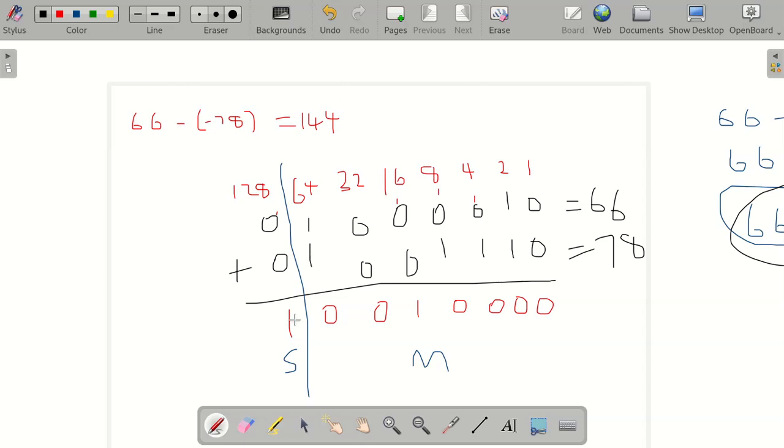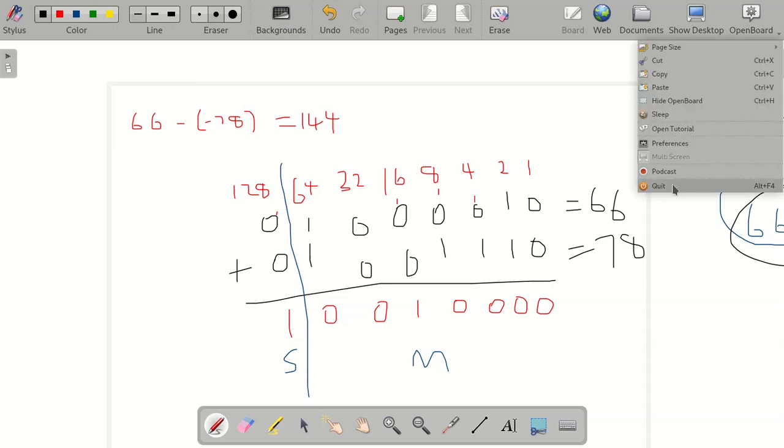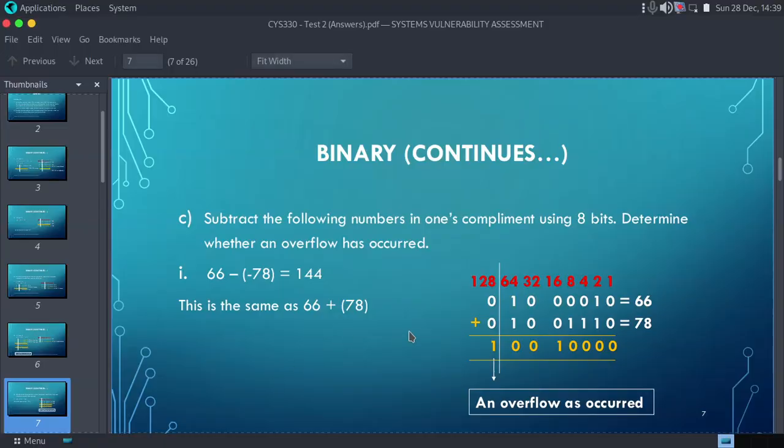So let's just confirm the answer, otherwise we are done for this one. You'll understand as we proceed. So we have 1, and the rest are zeros. So an overflow has occurred, as I've explained.